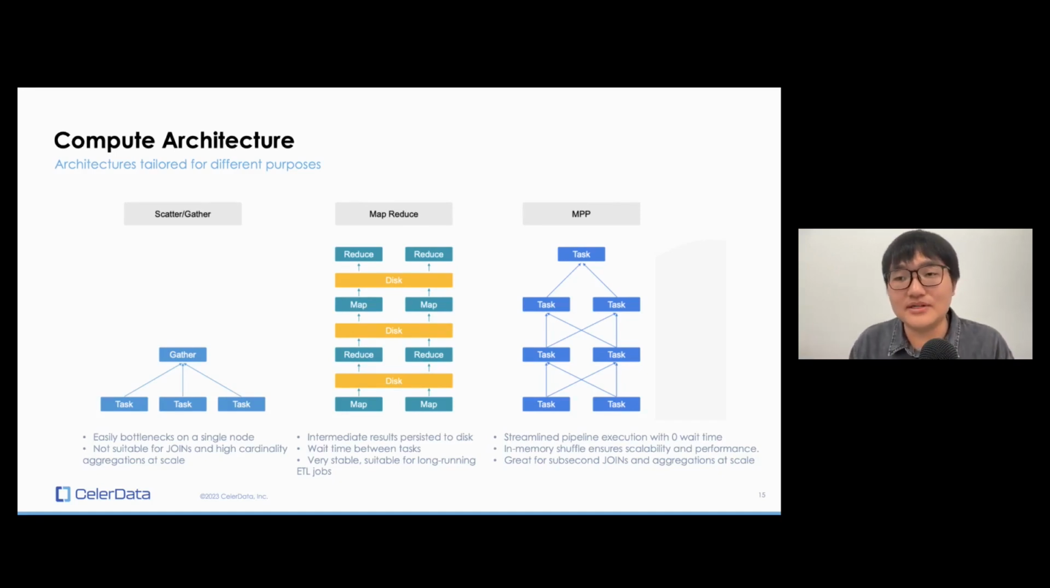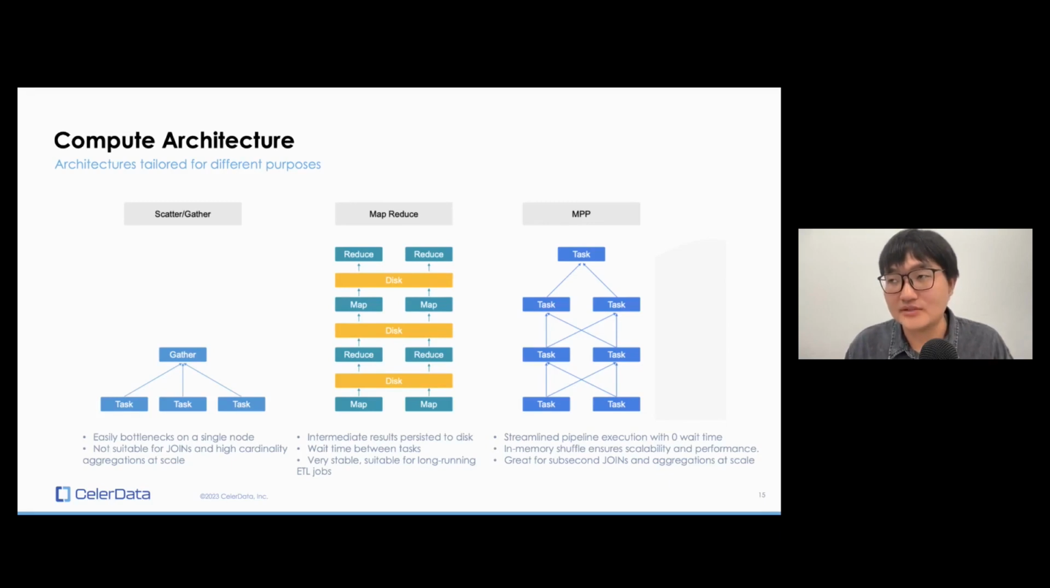And then the second one is MapReduce, which is used a lot for ETL jobs. You have an operator, and every operator has a mapper and reducer, and all intermediate results are persisted to disk. Because everything is persisted, it can be incredibly stable. Not that it doesn't crash, but if you have a task that runs for 5 hours and it breaks on the third hour, you can always go back to the last checkpoint and resume your task.